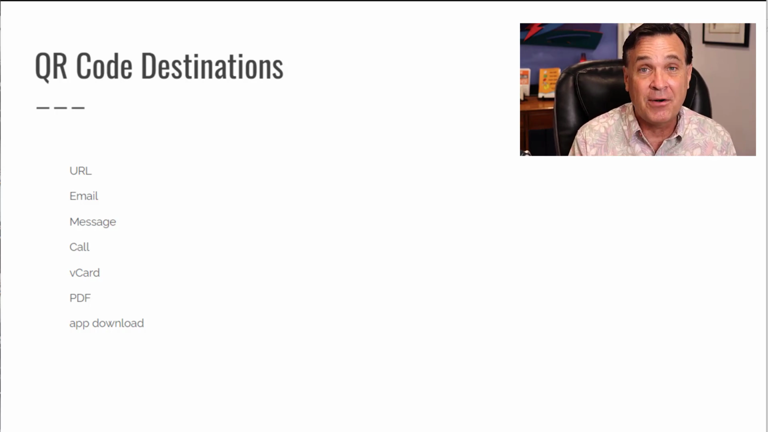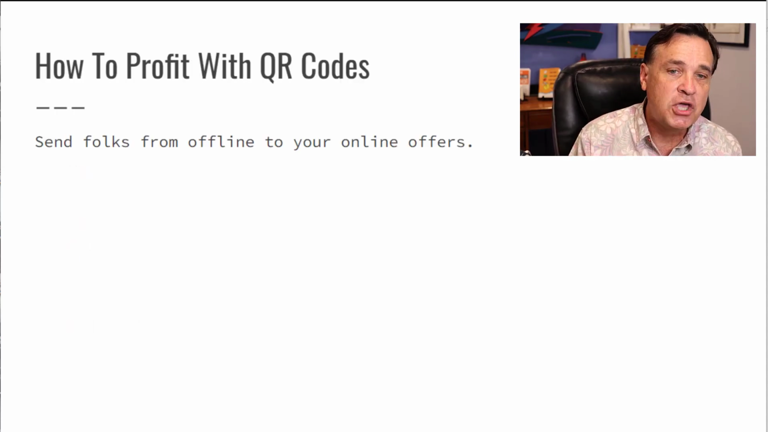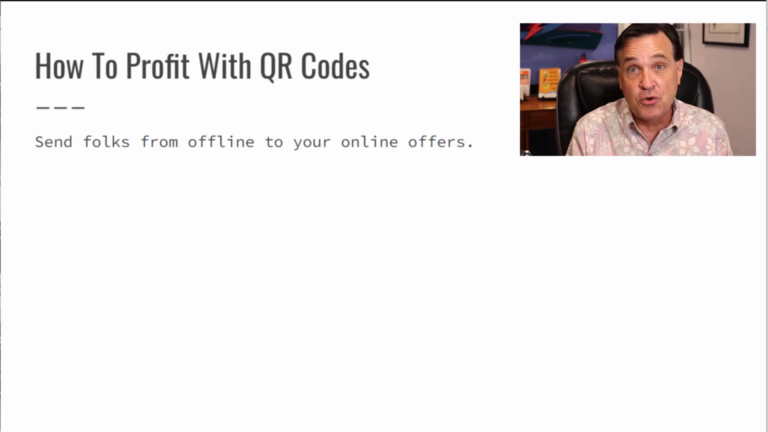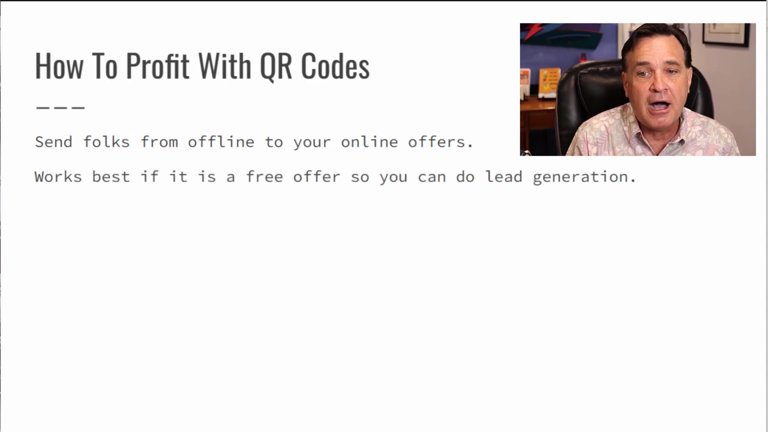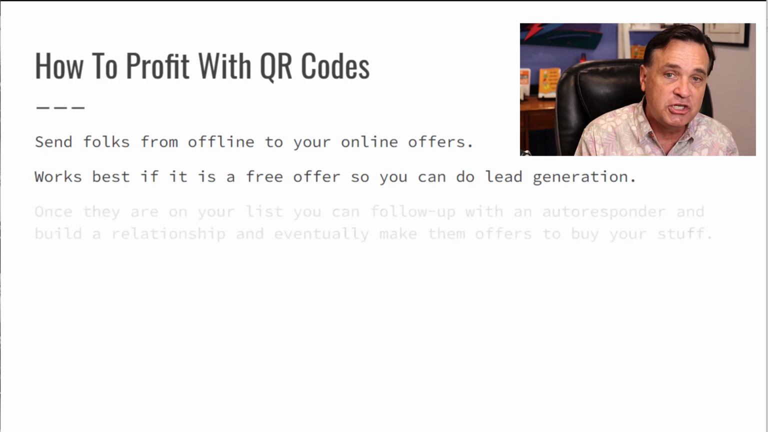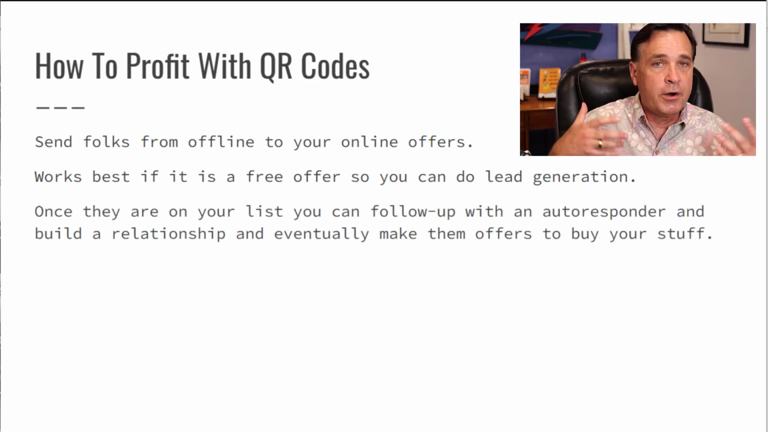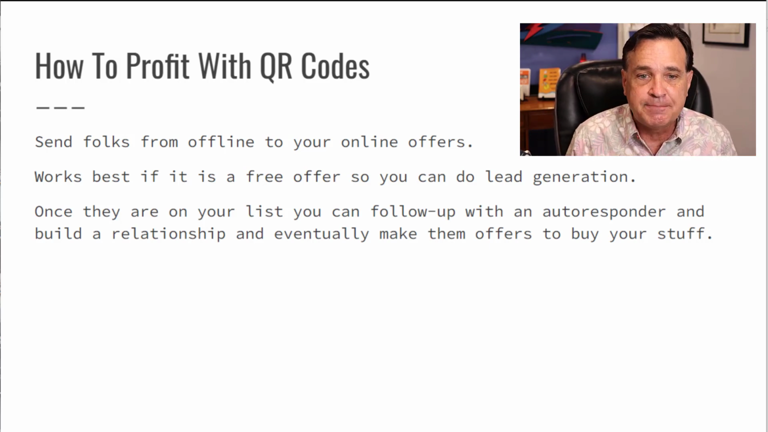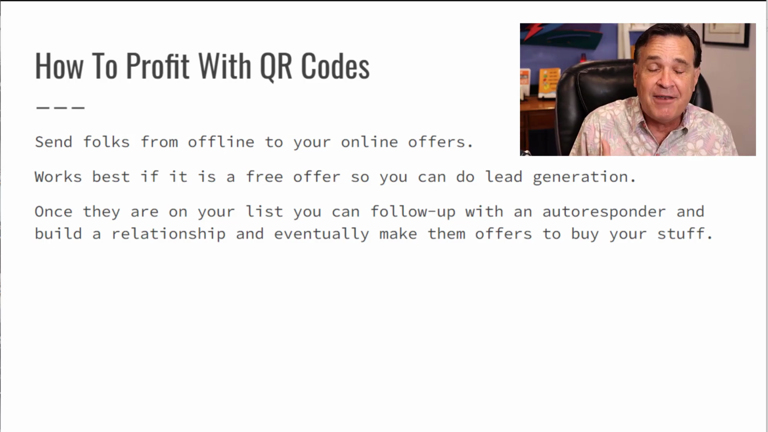That's very, very powerful, especially now that people understand how to use QR codes. So how do you profit with QR codes? Well, pretty simple. You're going to send folks from offline to your online offers. And this works best if it is a free offer that you could use as a lead generation tool. And once they are on your email list or your text message list, you could follow up with them with an autoresponder and build a relationship with them, continue to serve them and add value to their lives.